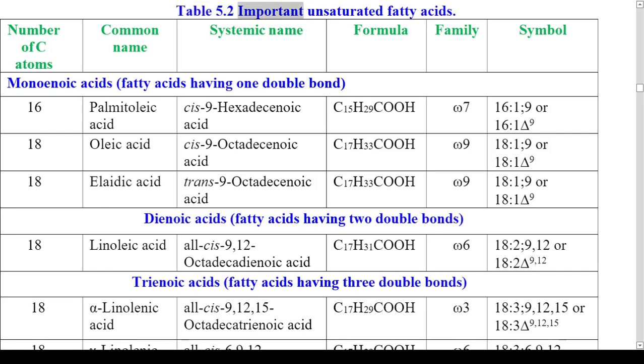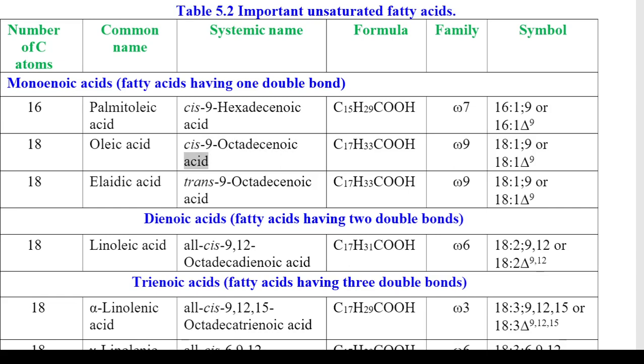Table 5.2 Important unsaturated fatty acids. Columns: number of C atoms, common name, systematic name, formula, family, symbol. Monoenoic acids, fatty acids having one double bond. 16 carbons: palmitoleic acid, cis-9-hexadecenoic acid, C15H29COOH, omega 7, 16:1, delta 9. 18 carbons: oleic acid.